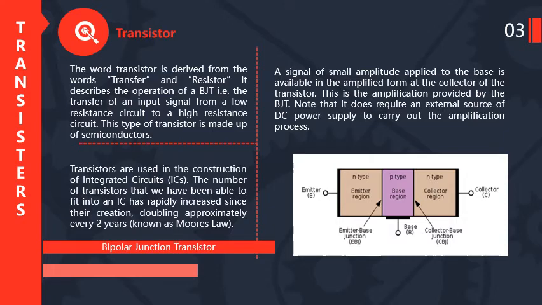The transistors are used in the construction of ICs, means integrated circuits. The number of transistors that we have been able to fit into an IC has rapidly increased since their creation, doubling approximately every 2 years, known as Moore's law.